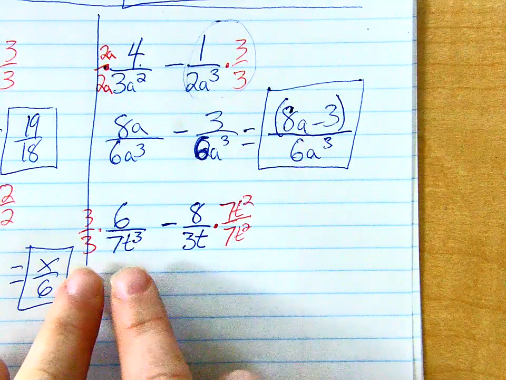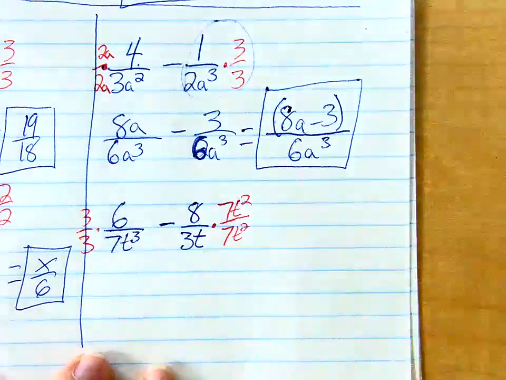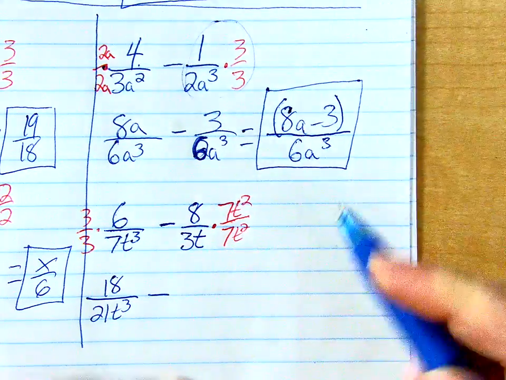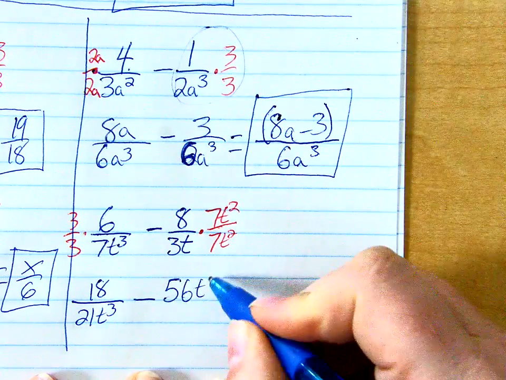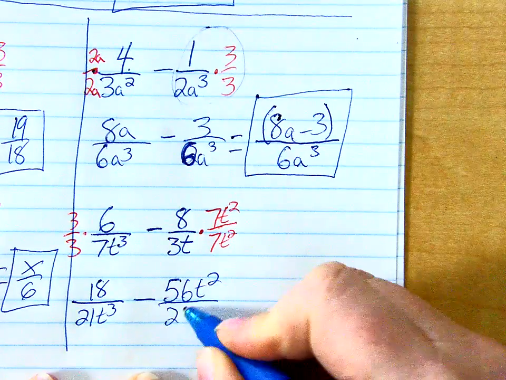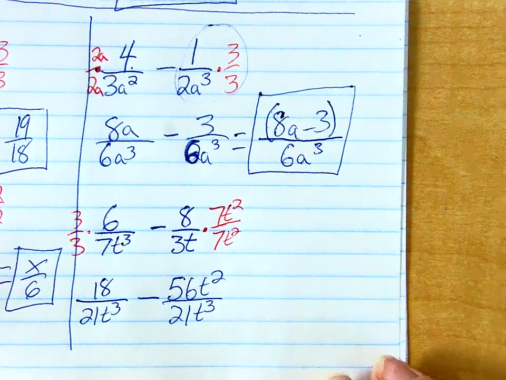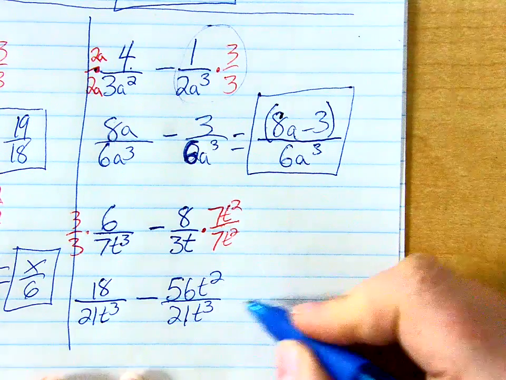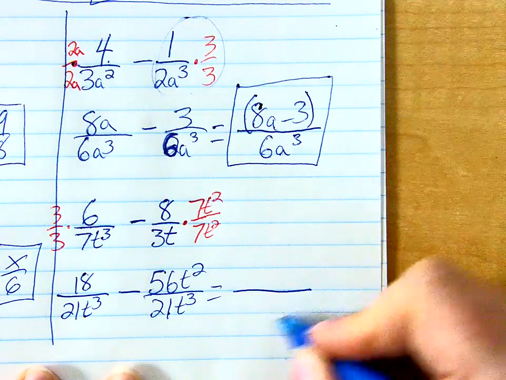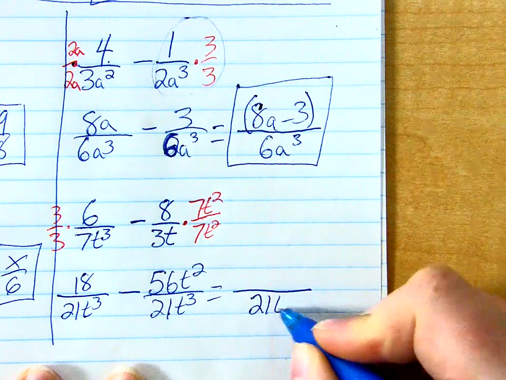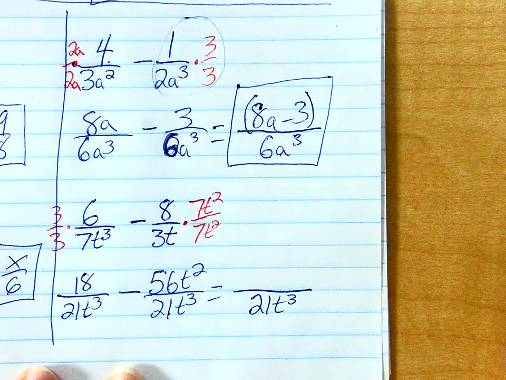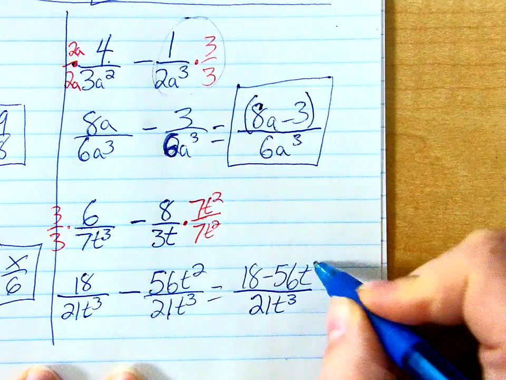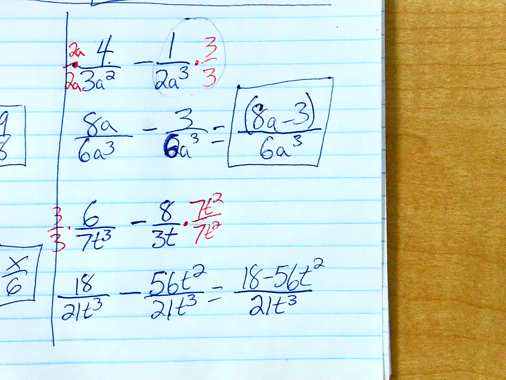Okay, so on this side, once I multiply that by 3, what's that new fraction going to be? 18 over 21t to the third, correct, minus 56t squared over 21t to the third. You are correct. So now you have common denominators, guys. So now I subtract the two. When I subtract these two, what's my new denominator? 21t to the third. It doesn't change, right? And then what's that numerator? 18 minus 56t squared.